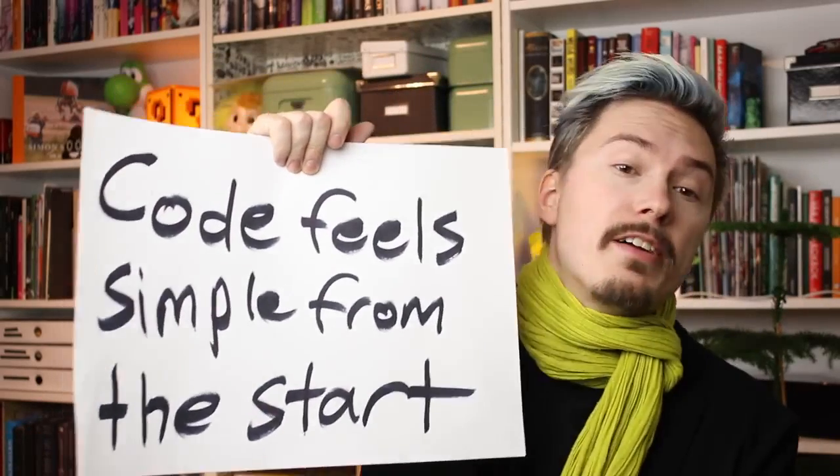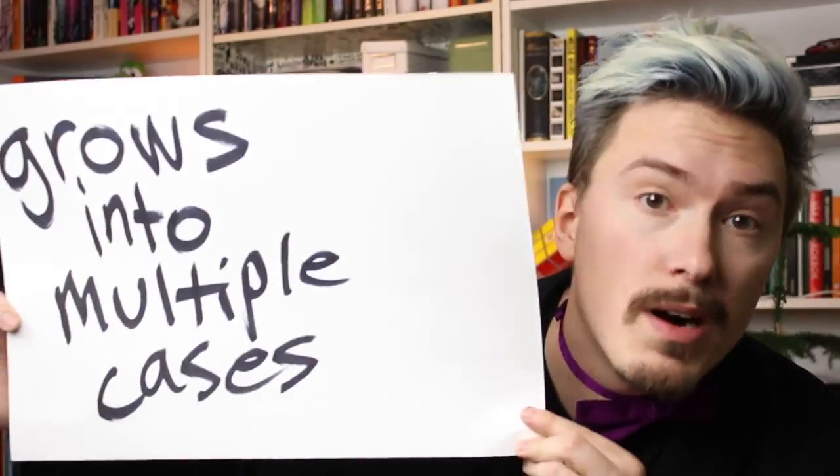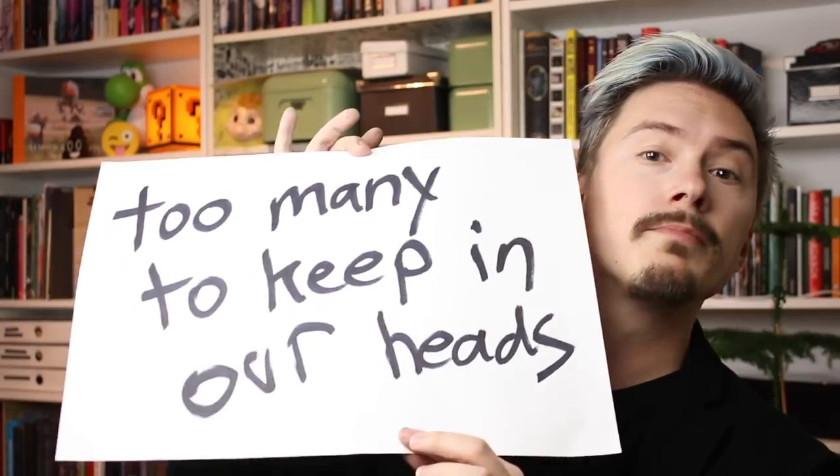All right, so what did we learn here? Let's summarize. Code always feels very simple from the start, but it doesn't stay simple. It grows and grows and grows into multiple use cases. Too many to keep in our heads. All right, I want to see what unit tests look like and if they can help with this. Which is what the next episode is about.